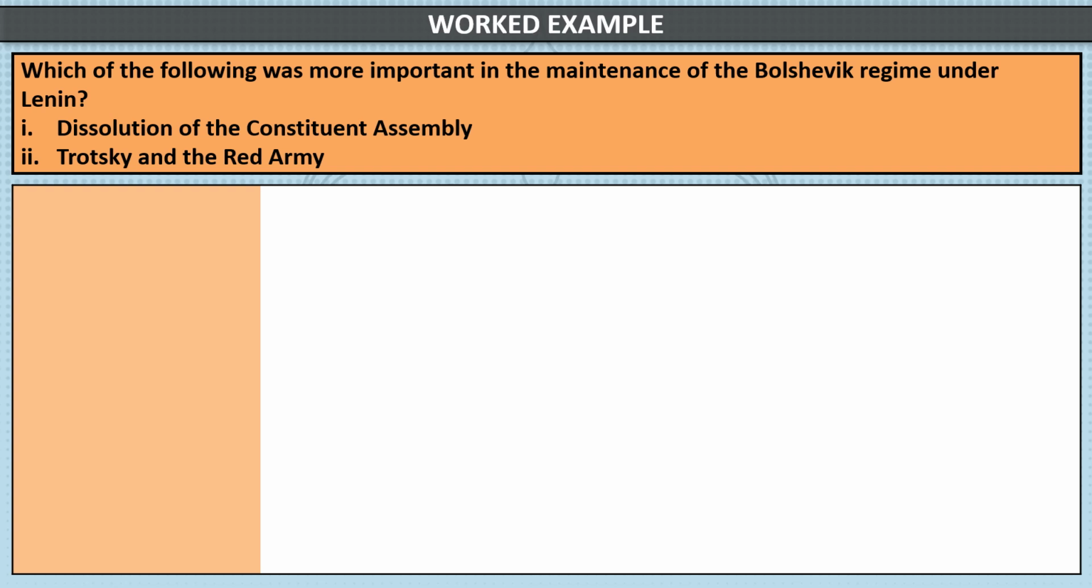Our first paragraph will be about the Constituent Assembly. Our second will be about Trotsky and the Red Army. And we'll follow that with a third concluding paragraph.